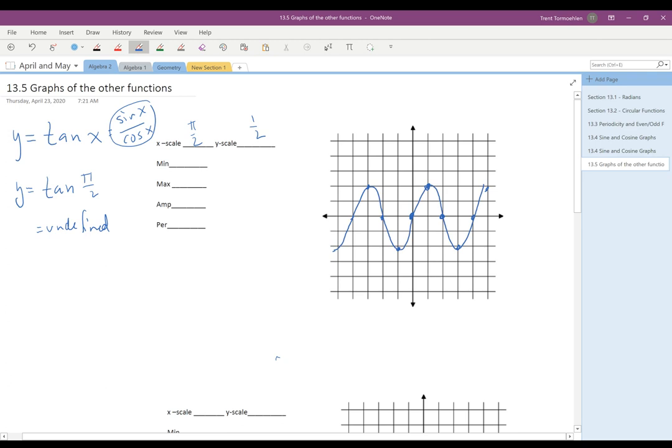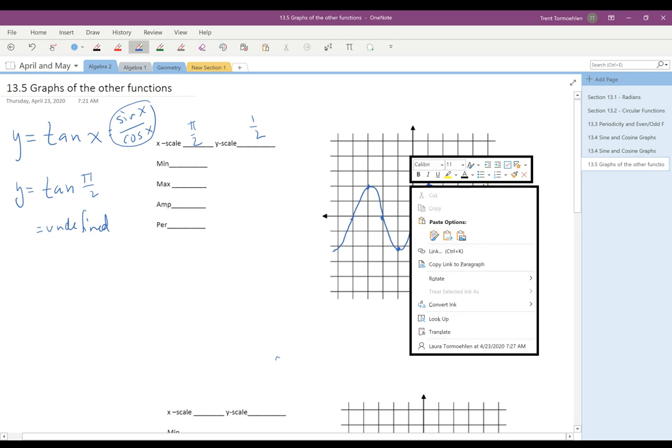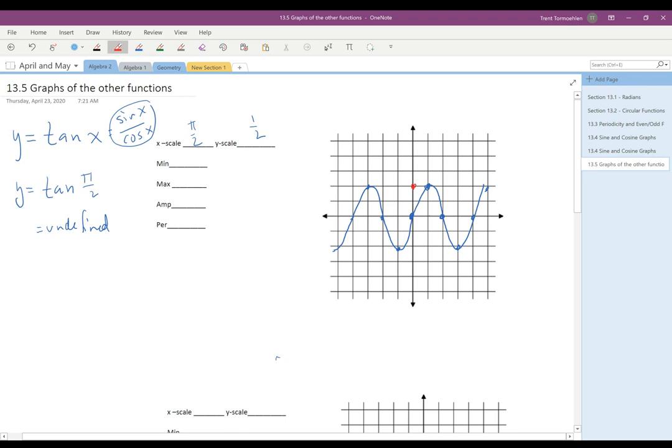And then our cosine starts up here instead, and so we'll do it in red. And so it looks like this. Very, very similar, but just shifted over, and it turns out it shifted over pi over 2. And so that is our cosine graph.